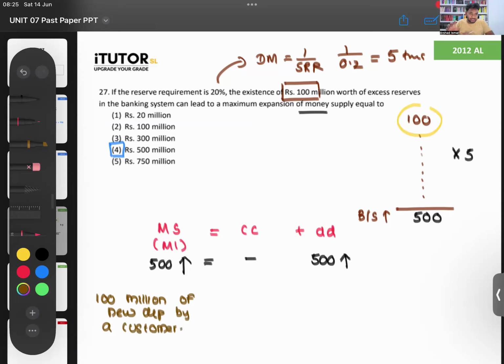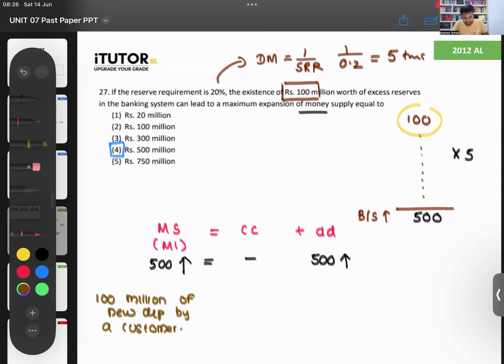Our existing question says there is 100 million of existing reserves in the banking system. But instead of saying there is 100 million existing excess reserves, which can be given out as loans, what if they say a customer now comes and newly deposits 100 million? Then will your answer change? What do you all think? If they say a customer comes and deposits 100, the answer will change. Let me show you.